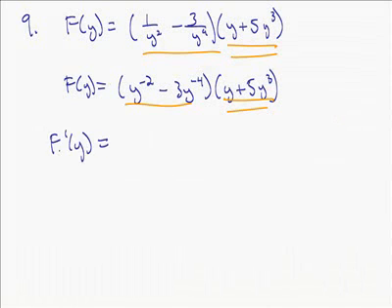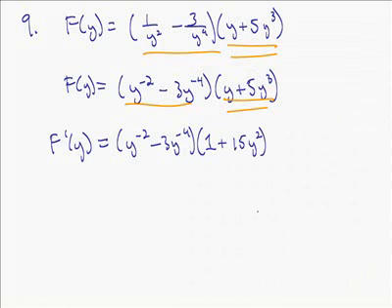Call it the derivative, F prime of y. It's the first, so we're going to leave the first function alone, times the derivative of the second. Well, the derivative of y is 1, plus the derivative of 5y cubed: bring the 3 down, multiply it by the 5 to get 15y squared.